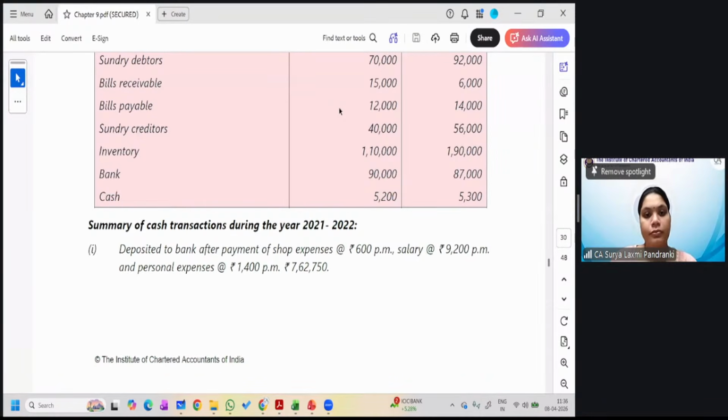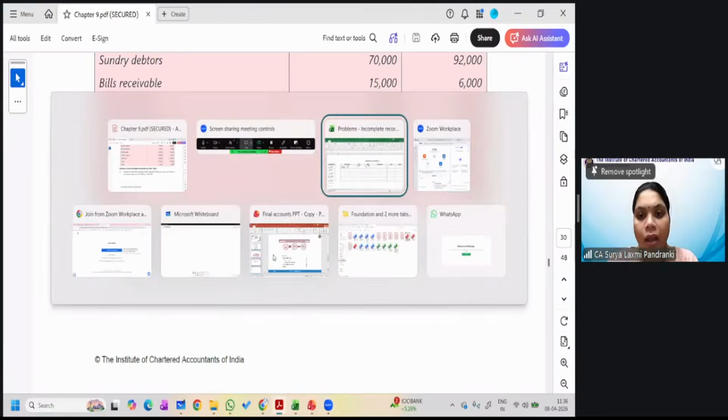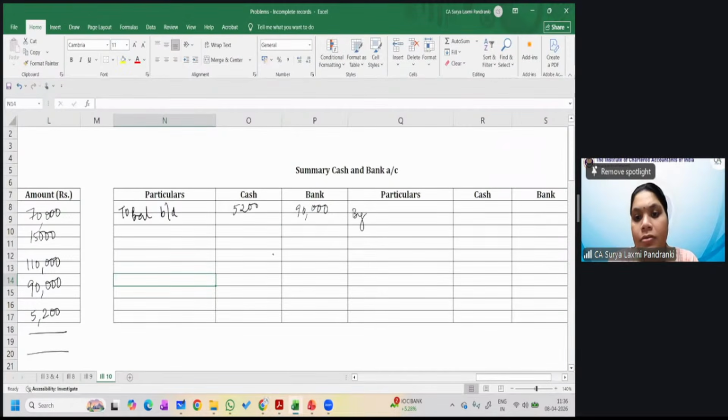Ma'am, by salary 600 into 12, because it is per month, so this will be multiplied for each month. What is happening here? You have an expenditure that is paid in cash, correct? Yes, ma'am. So, what is the first one? By shop expense. How much is the amount? 7,200, 600 into 12. Should I write it on the cash column or bank column? Ma'am, cash column. Why not bank column? Ma'am, it is paid in cash.